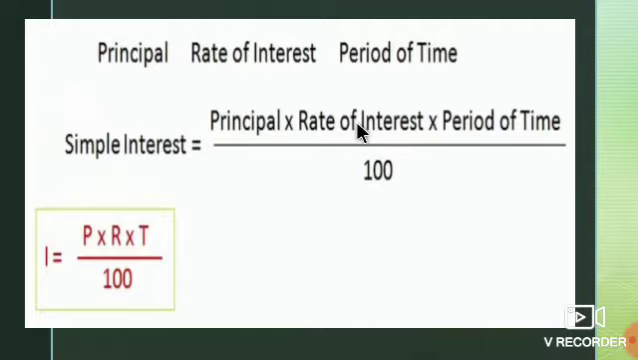From the principal, rate of interest and period of time, we can calculate the simple interest. For the principal, we use the letter P. For the rate of interest, the letter R, and for the period of time, the letter T, divided by 100. For the simple interest, we use the capital letter I. So the formula is I equals PRT upon 100: principal into rate of interest into time, with time given in years.